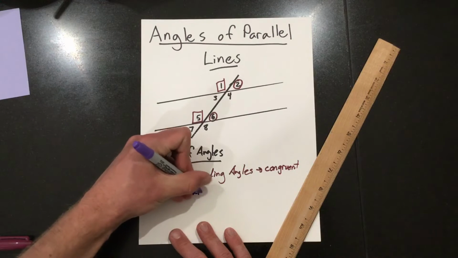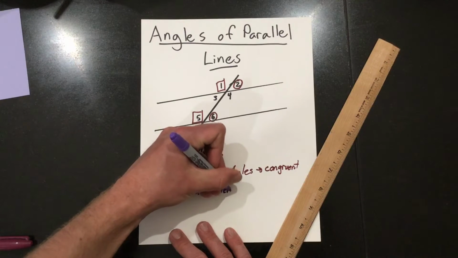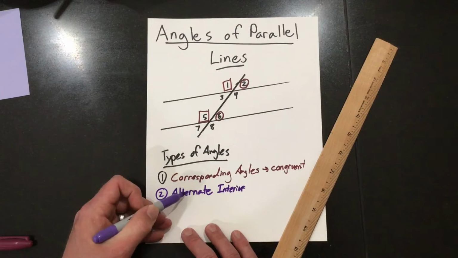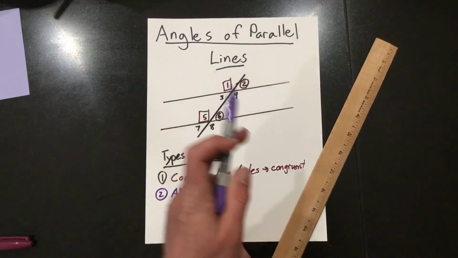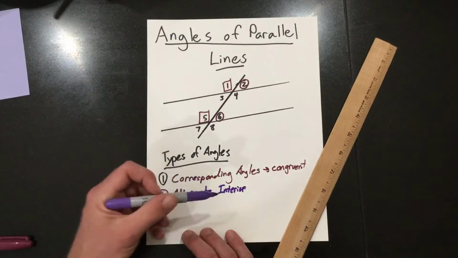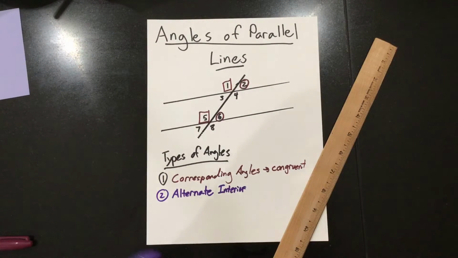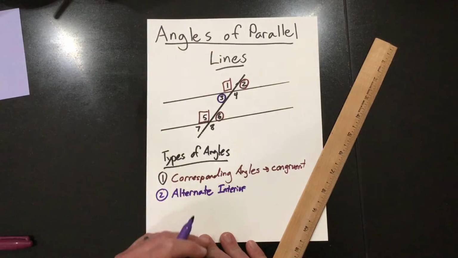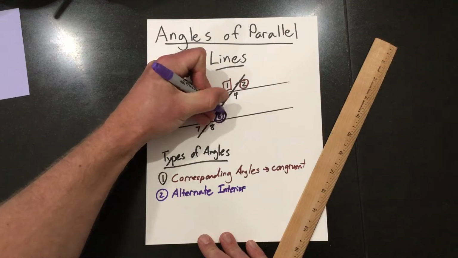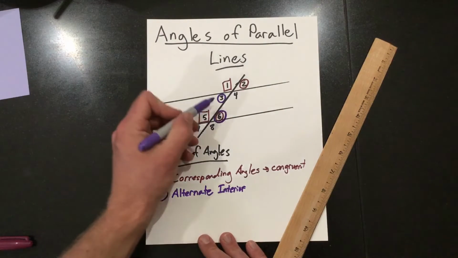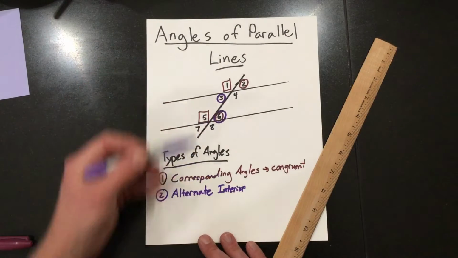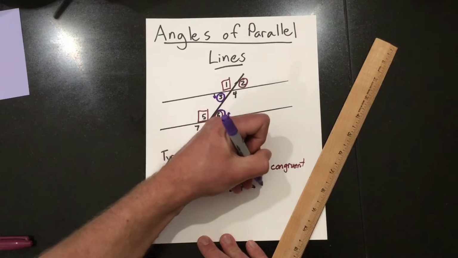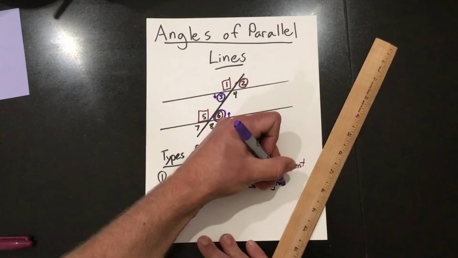Our next angle that we're going to talk about is called alternate interior. Now, if we take a second and think about what these words mean, it's going to be rather obvious what it is. Alternate means it's switching sides. It's alternating between left and right, or up and down, however you want to think about it. And interior means it's inside. So angle 3 and angle 6 are going to be alternate interior. They are on alternate sides of the line, but they're inside the parallel lines. And again, these are going to be congruent. They're going to be the same.